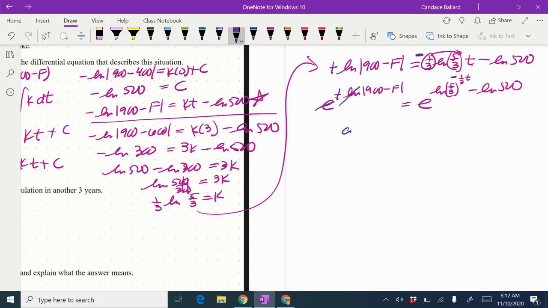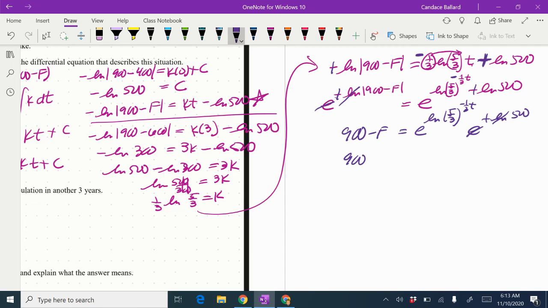I'm going to go ahead and drop the absolute values off of there because it's never going to get bigger than 900. And then I need to split this into two separate logs. So the log of 5/3 to the negative 1/3 t minus the natural log, e to the negative natural log of 500, which means when I brought that negative over, it should have switched that to positive. It should have distributed through. So right here, it should have been positive. All right, so those cancel.